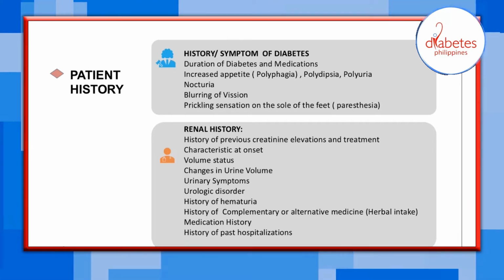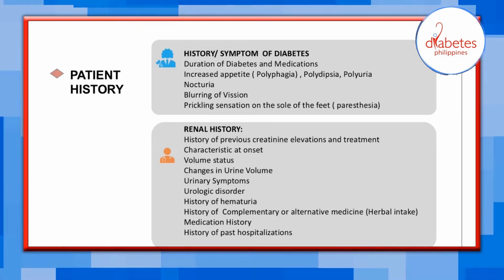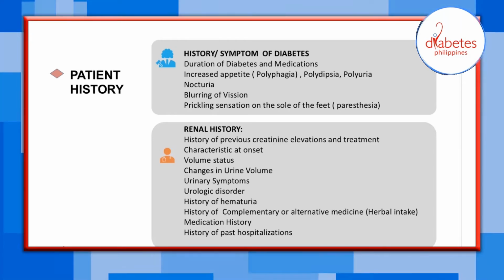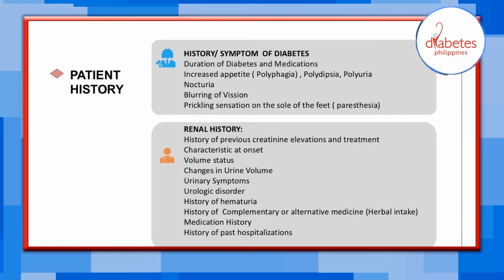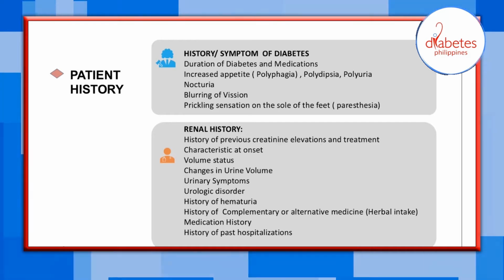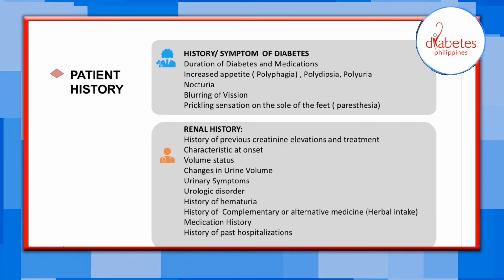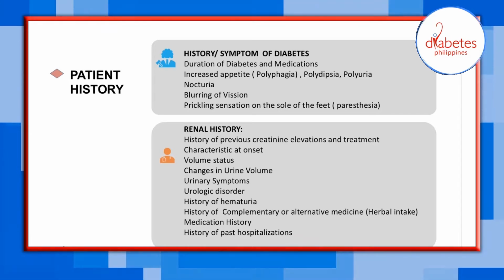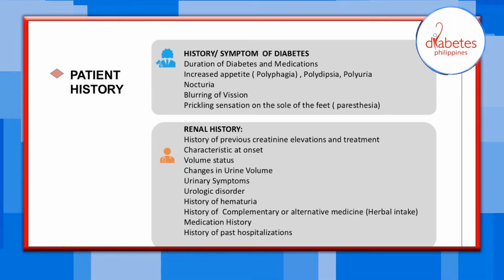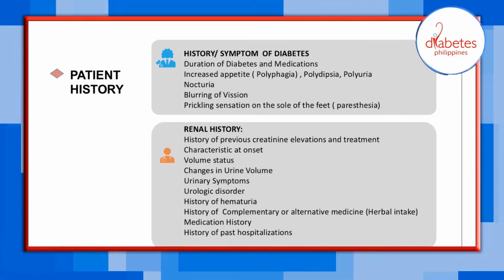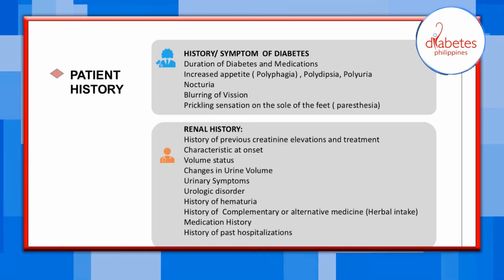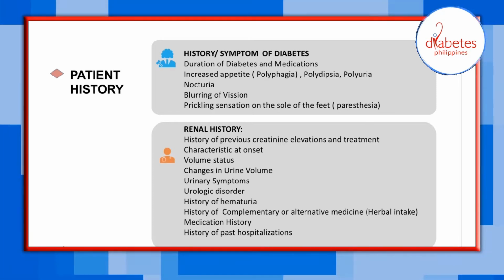Also, you should ask for signs of hematuria and a history of complementary or alternative medicine or herbal intake. Some herbal supplements act like diuretics or contain impurities that may cause kidney irritation or damage. Also, a thorough medical history is necessary if there's intake of non-steroidal anti-inflammatory drugs or aminoglycosides or a history of IV contrast medium. These are all at risk for initiation or progression of renal failure. And lastly, you should ask if there's any history of past hospitalization or surgeries.